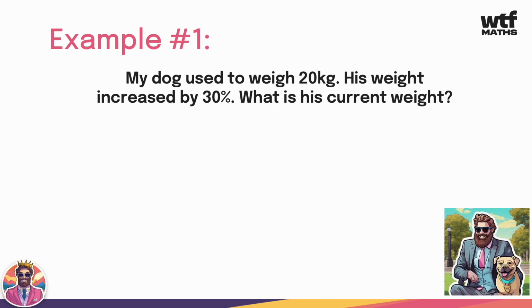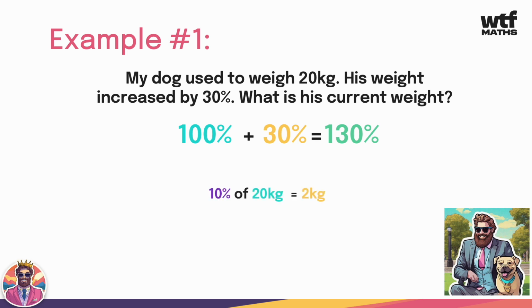So what this problem is saying is, we're starting with an initial value, 20 kilos, which is 100% of the weight. And then we're going to add another 30% on. So the goal of this question is to find 130%. That's the final goal. So what I suggest we do is we start simple. We start with 10%. 10% of 20 kilos is 2 kilos.